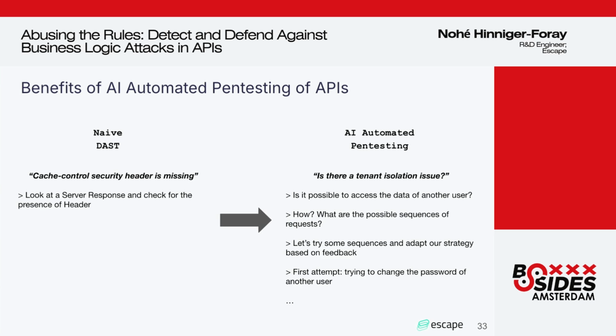With this approach, you are able to test very complex business logic flows, such as tenant isolation. You create 2 accounts. You check, OK, yes, I'm able to create this resource. Can I access it from account B? Can I modify it from account B if it was created from account A, et cetera, et cetera.